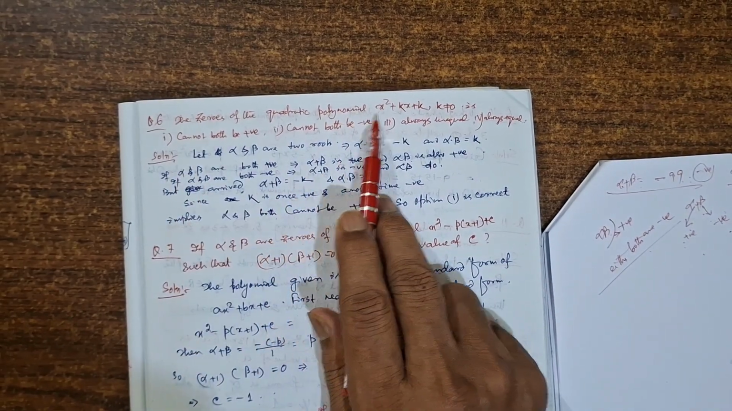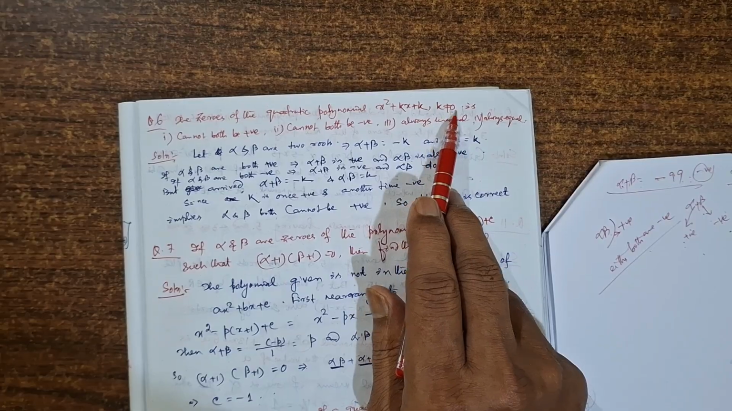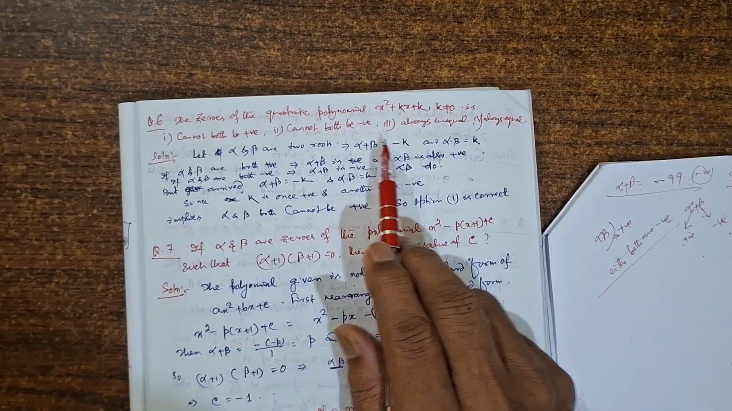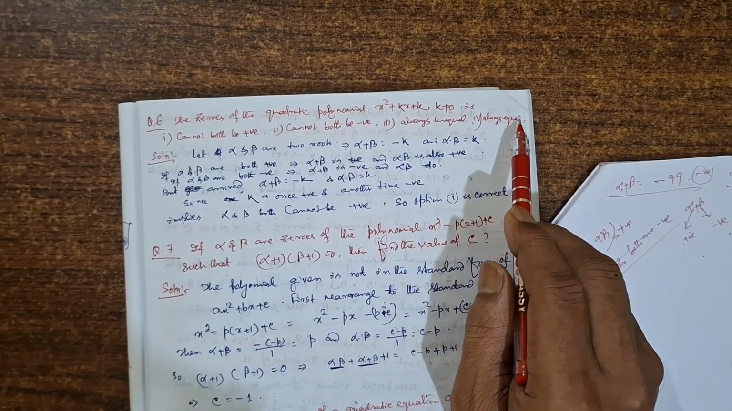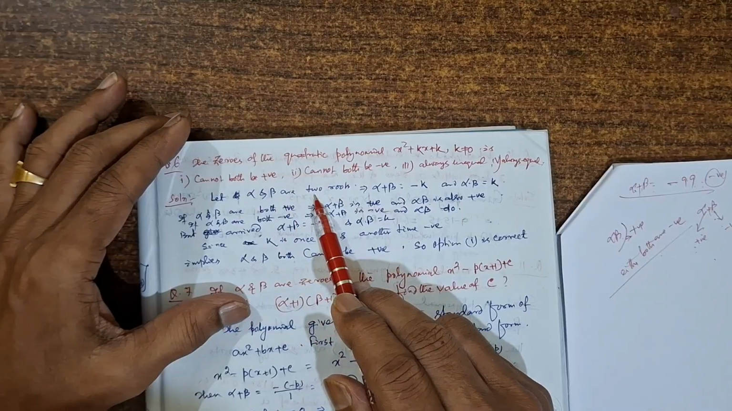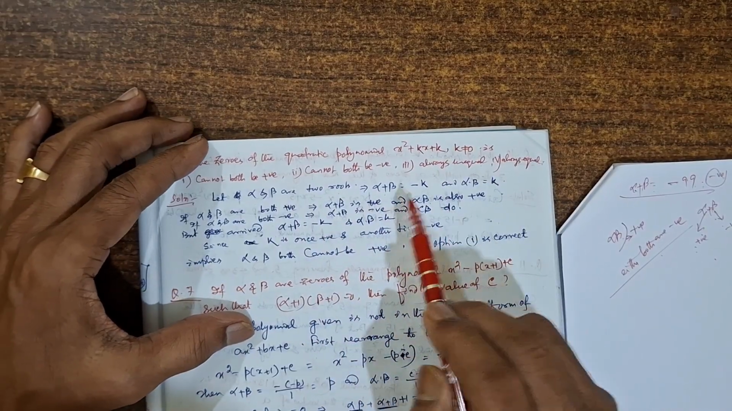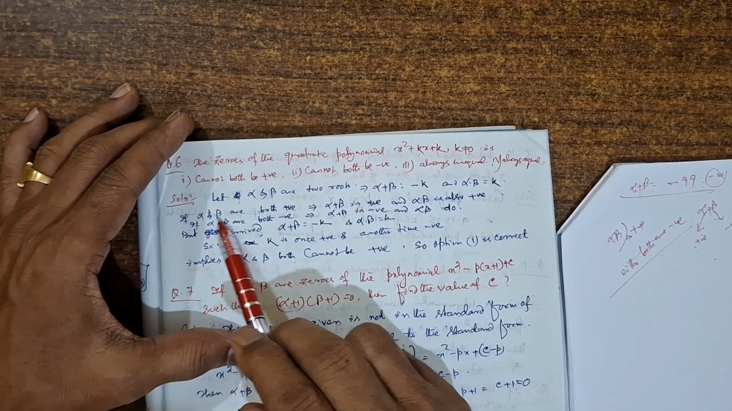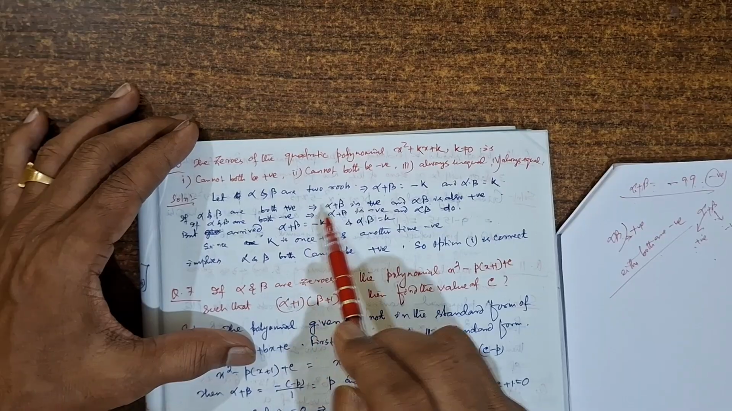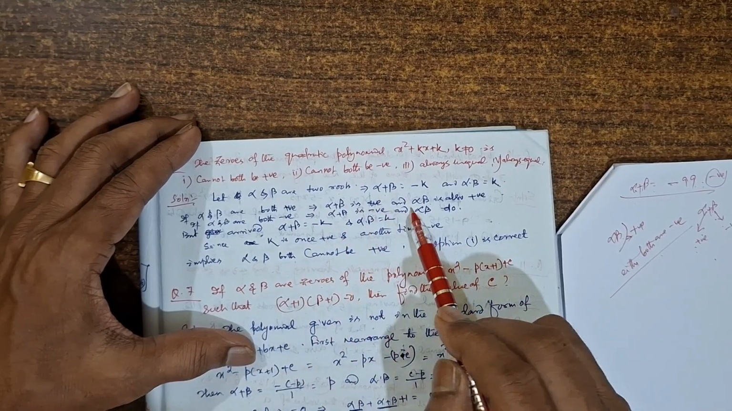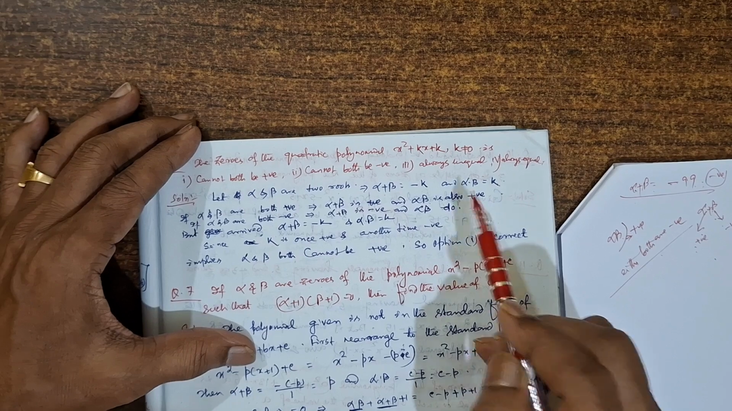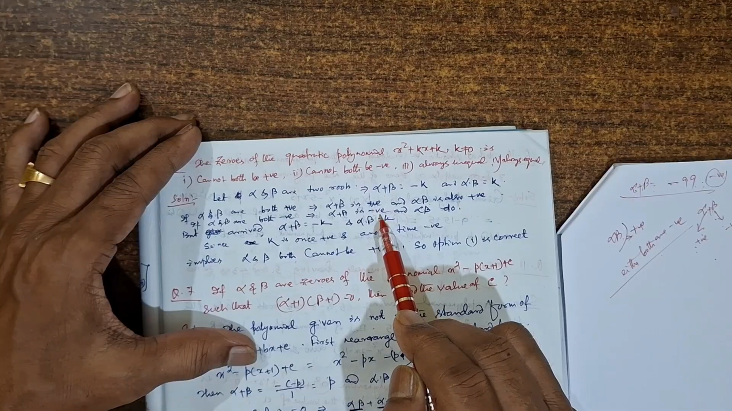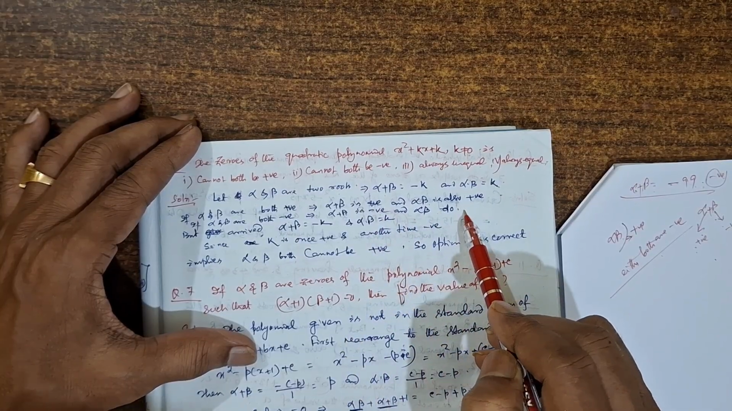The zeros of the quadratic polynomial x square plus kx plus k, where k is not equal to 0, cannot be: both positive, cannot be both negative, always unequal, always equal. Let alpha and beta be the two roots. This implies alpha plus beta is equal to minus b by a, that is minus k, and alpha beta is equal to k. If alpha and beta are both positive, this implies alpha plus beta is positive and alpha beta is also positive. If alpha and beta are both negative, this implies alpha plus beta is negative and alpha beta is positive.